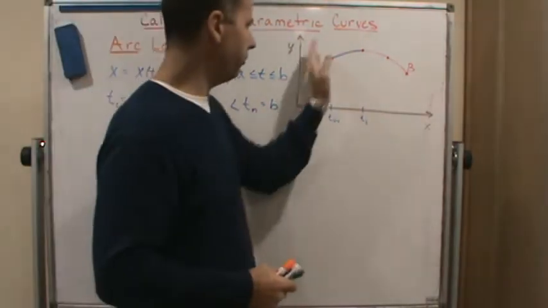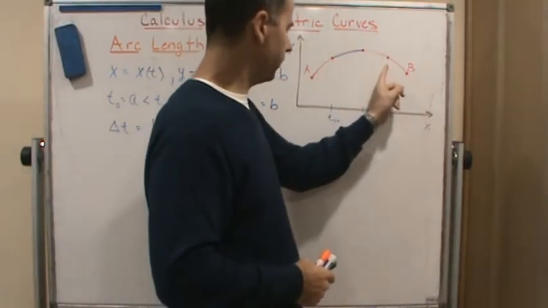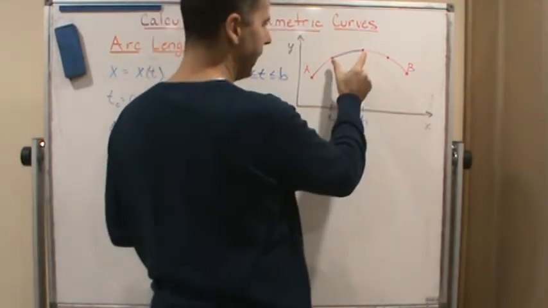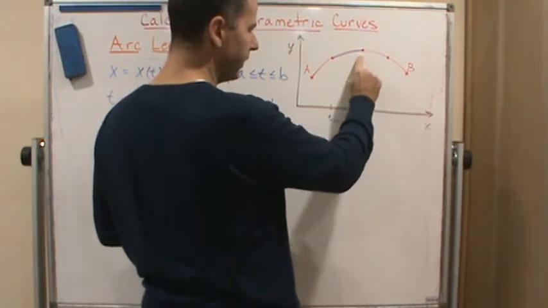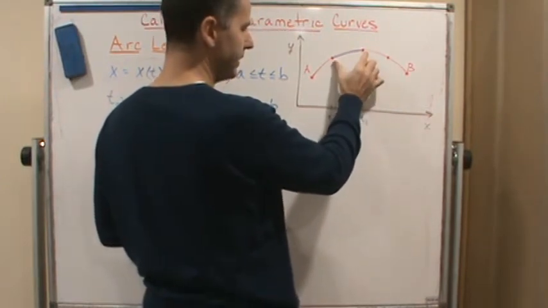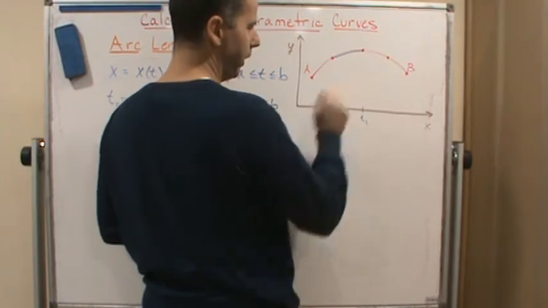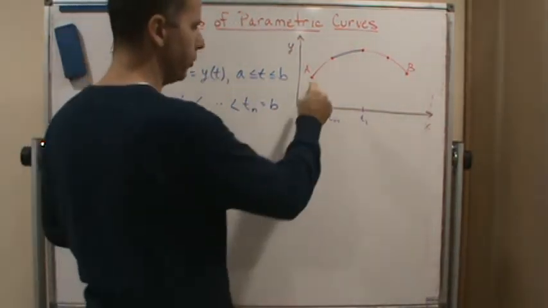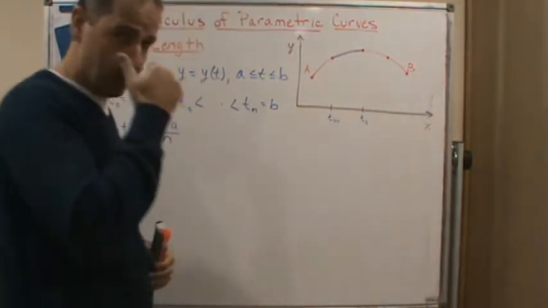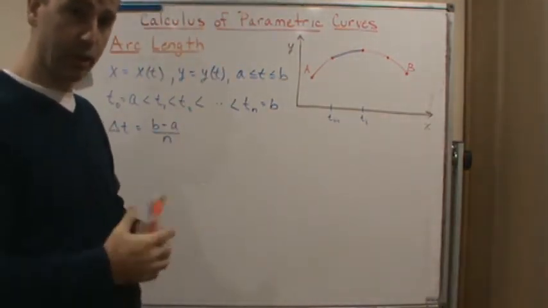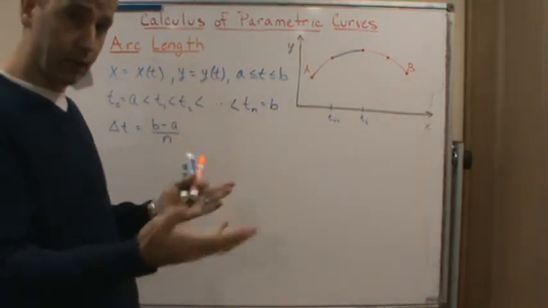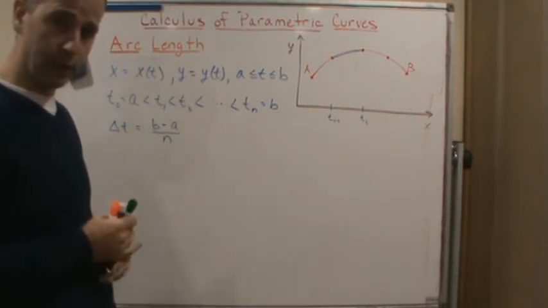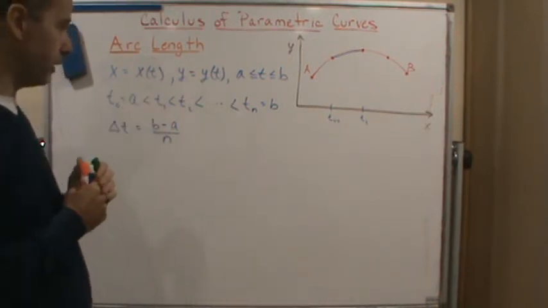So I've got this curve, and I've got these points along the curve, where we're going to find our line segments, and we're going to find the length of each line segment by finding the distance between each pair of points. If we add up all those line segments, we'll get an approximation for the length of the curve, just like before. But now we're doing it with parametric equations, and we're looking at a parametric curve.